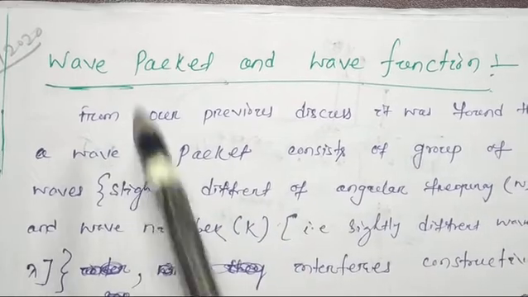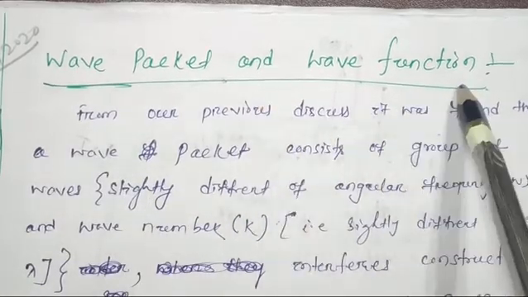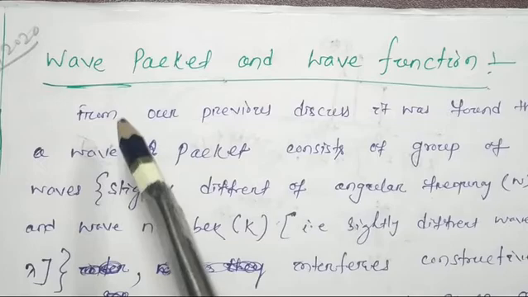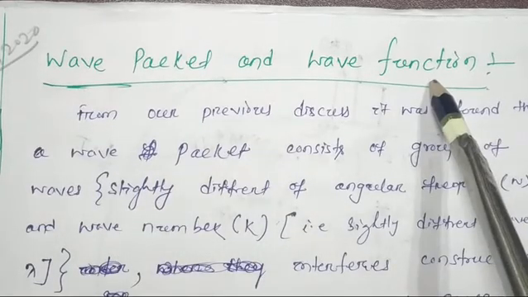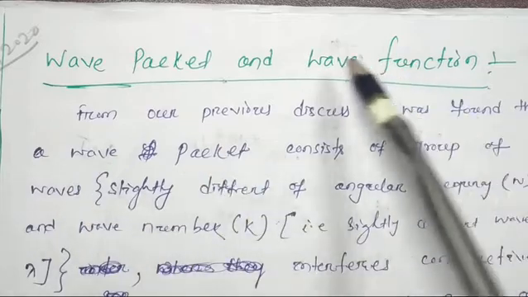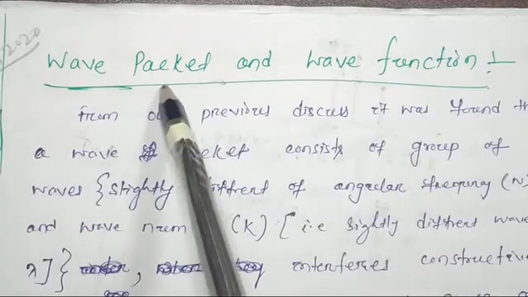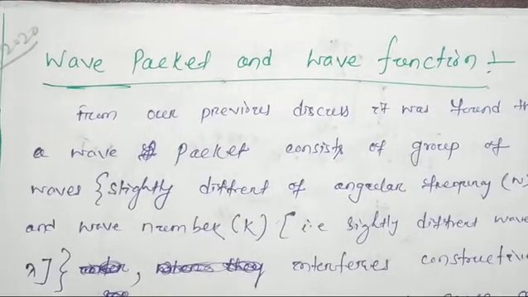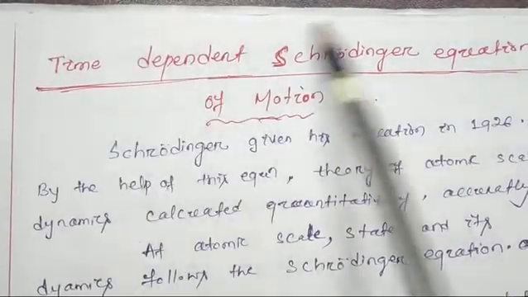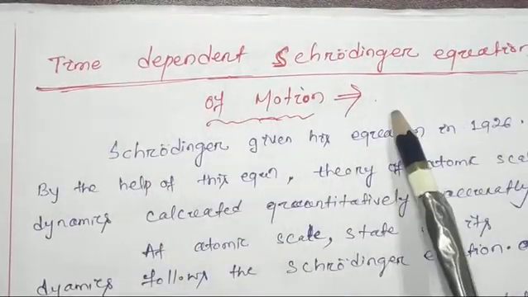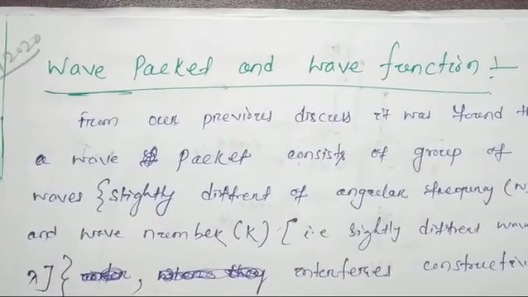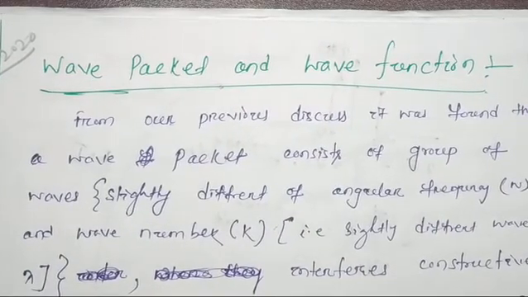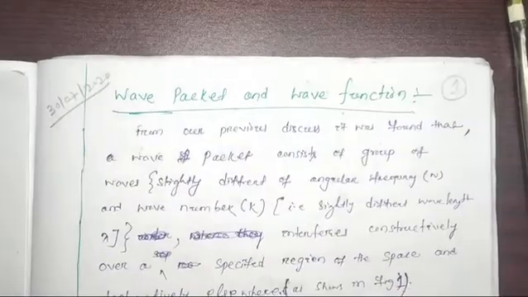Today we are going to discuss wave packet and wave function. What exactly are a wave packet and a wave function, and then using the wave function of the wave packet we are going to find the so-called time dependent Schrodinger equation. These are the two things we are going to discuss today. Starting with the wave packet and wave function, whatever I have written in your note, I am going to discuss first.